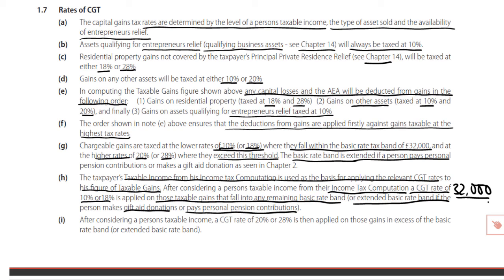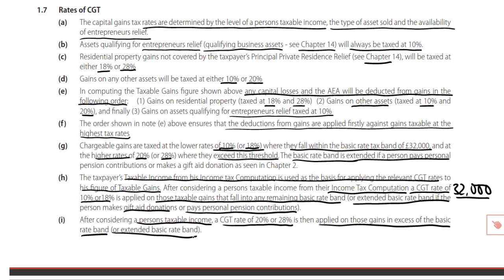So reference therefore to the income tax computation. What is the taxable income? Is there any basic rate band remaining? If there's no basic rate band remaining, for example, the taxable income is £40,000, then we're already a higher rate taxpayer, meaning if there are any residential property gains, they'll be at 28%. All of the assets, apart from assets qualifying for entrepreneurs relief, they would then be at the higher rate of 20%. So 28% for residential property, other assets 20%, and if there is anything qualifying for entrepreneurs relief, it doesn't matter whether you're higher or basic rate taxpayer, it's always 10% so far as you are concerned. So after considering the person's taxable income, CGT rate of 20% or 28%, depending on the asset, applied on those gains in excess of that basic rate band, or indeed extended basic rate band.